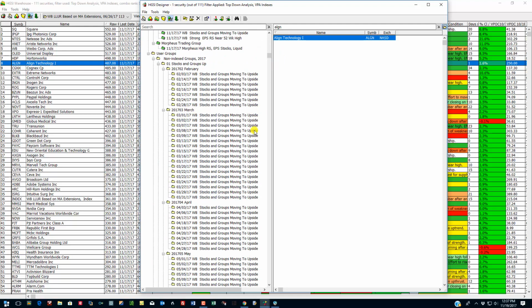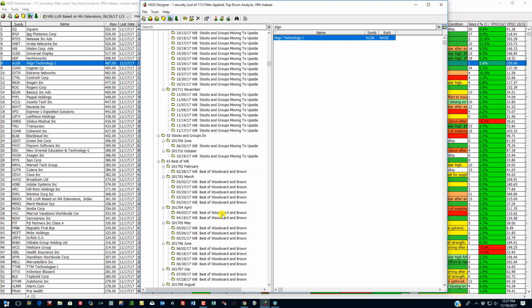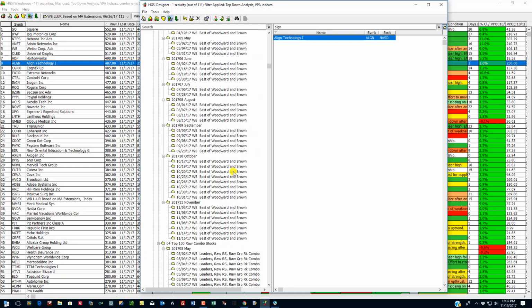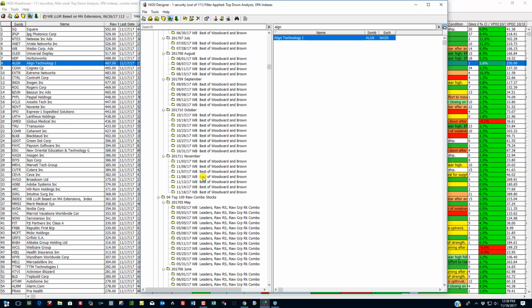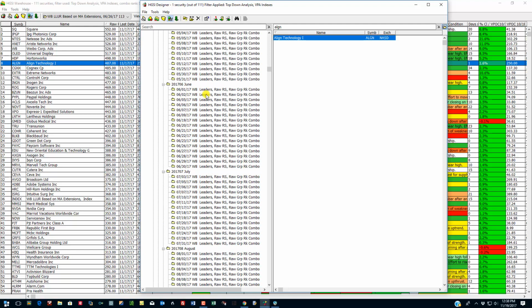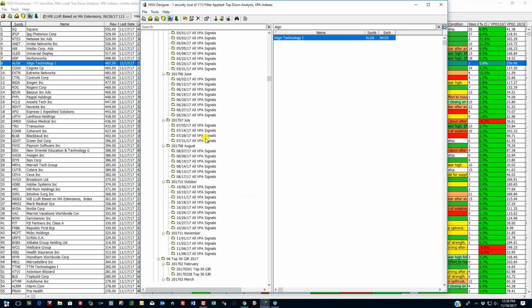Stocks and groups moving to the upside multiple times. Here's June, here's July, here's August, here's September, October. Best of Woodward and Brown many times. Best of Woodward and Brown stocks are stocks that appear most often in the smart groups. Look at all those appearances. Leaders, raw relative strength. This has been a leading stock for months. It was a leader in June. This means it had an EPS rank and a relative strength rank of at least 85. And it appeared all these times. I mean, talk about multiple opportunities to get into a stock.